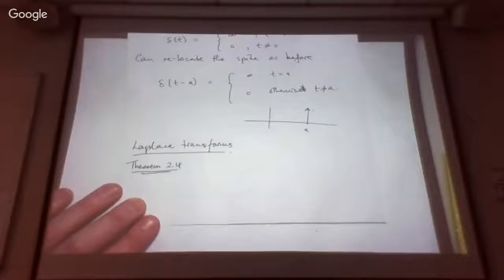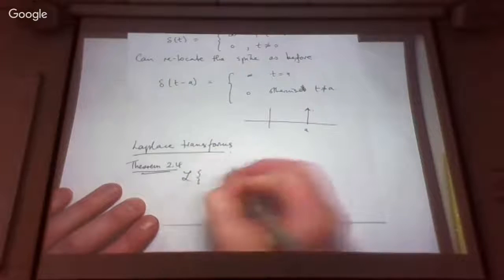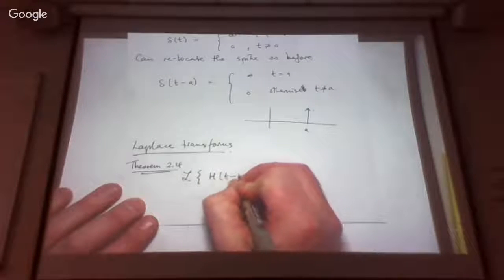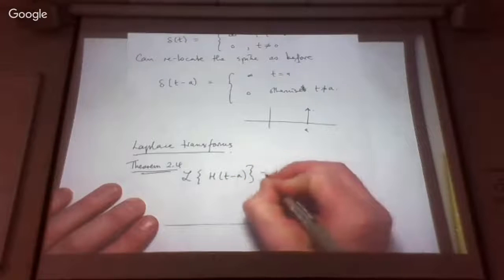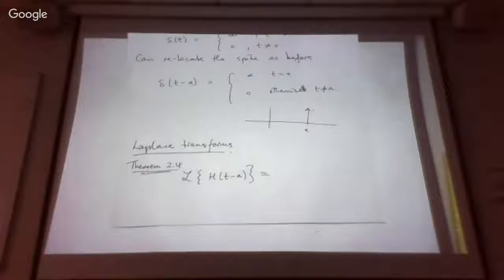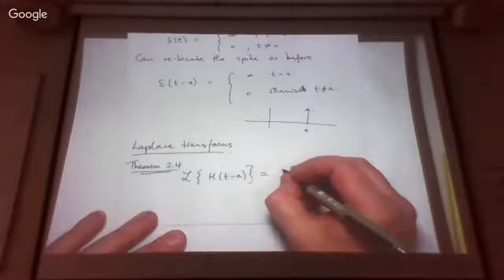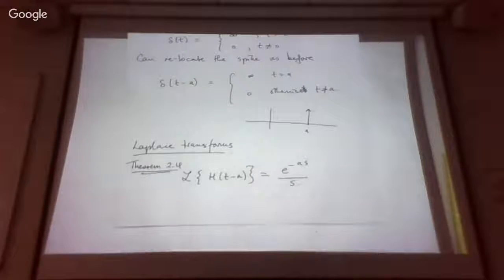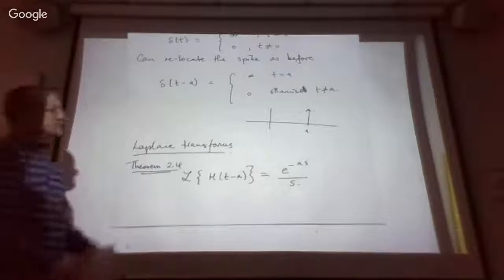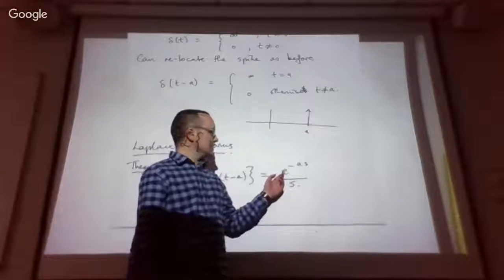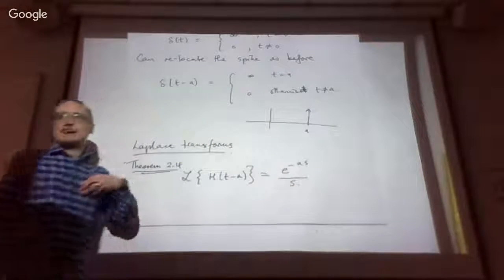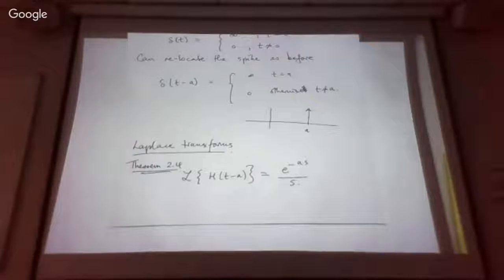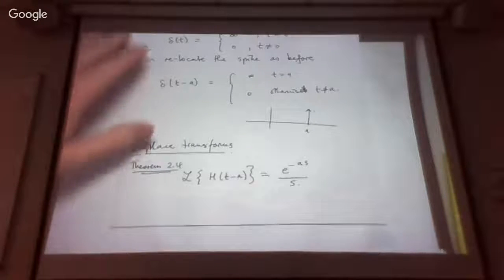But Theorem 2.4 is the transform of the Heaviside. We can deal with it in general, with the location of the switch at any position. And this has a nice enough transform. It's this exponential term, e to the minus as over s. That's listed on the table.